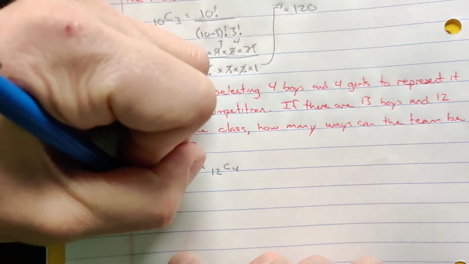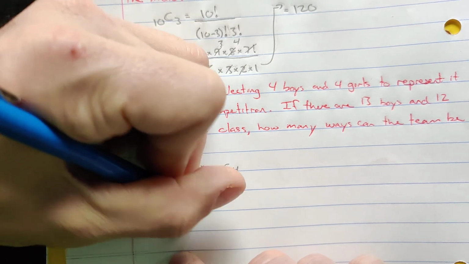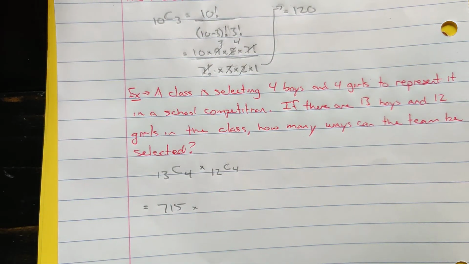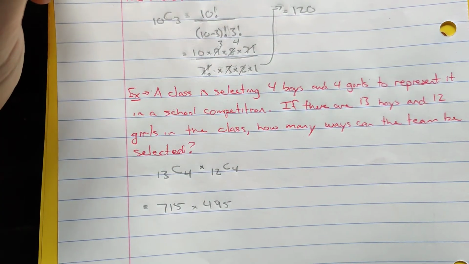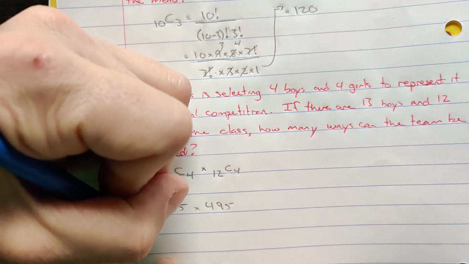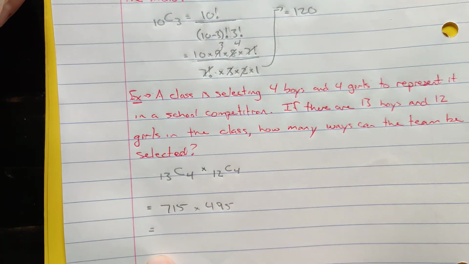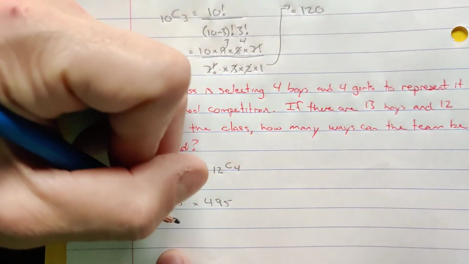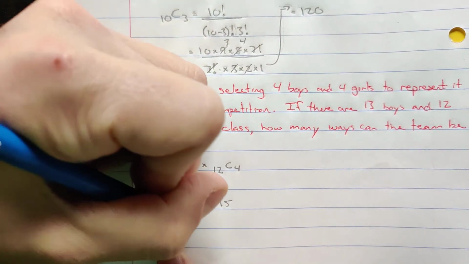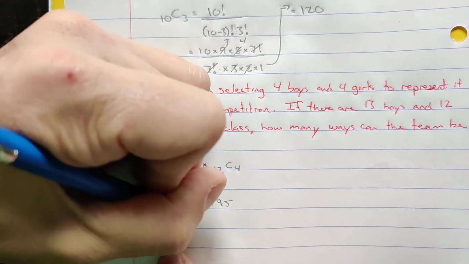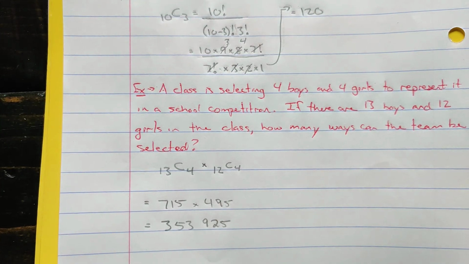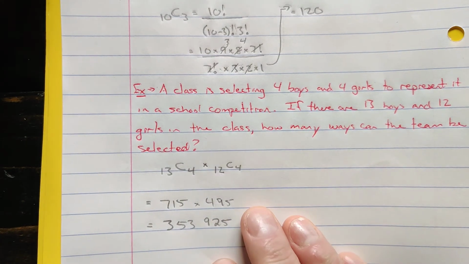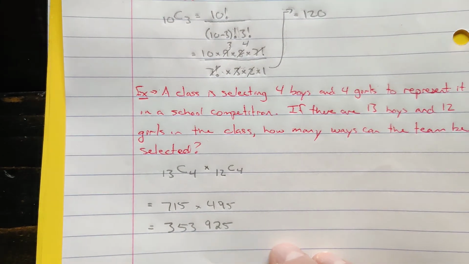Which is 715, times 12 choose 4, which is 495. And when we multiply those together, the number of combinations of 4 boys and 4 girls to represent the class is 353,925. And yes, we will get many big numbers when we're working with combinations and permutations.